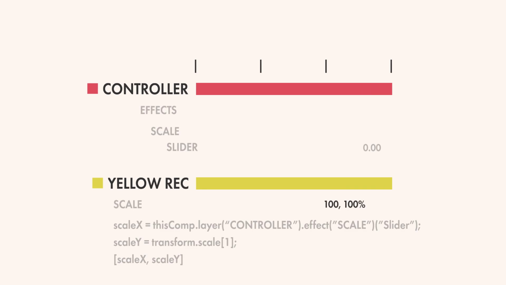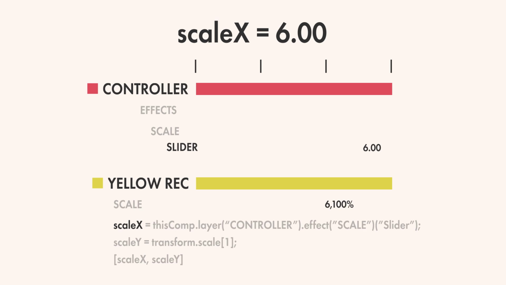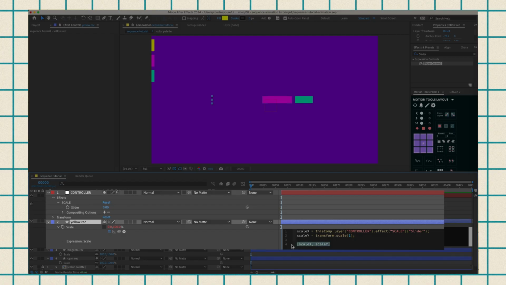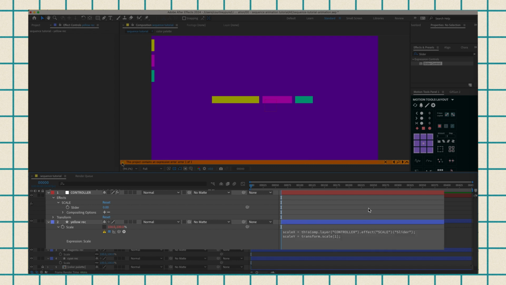So let's break this down more in depth. First, I created a variable named scaleX, and this is referencing the scale slider we made on the controller layer. scaleX is equal to whatever value we type into the scale slider. Now if we move the slider to 24, the scaleX variable is now equal to 24, and we're going to keep the y value the same. The scale property is what we consider an array value, which takes 2 values. If we don't put in 2 values, we will get an error.